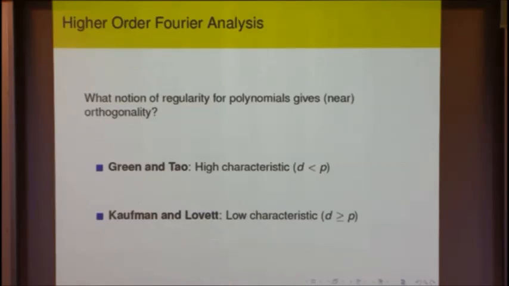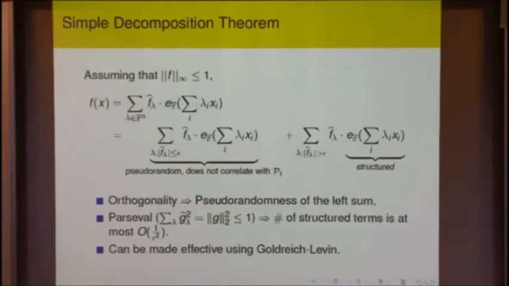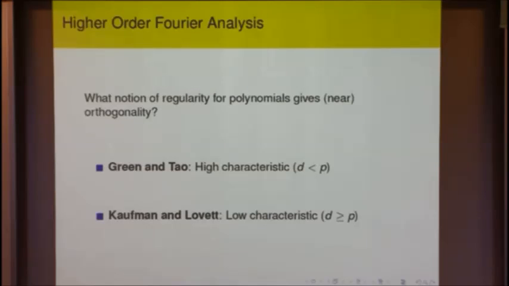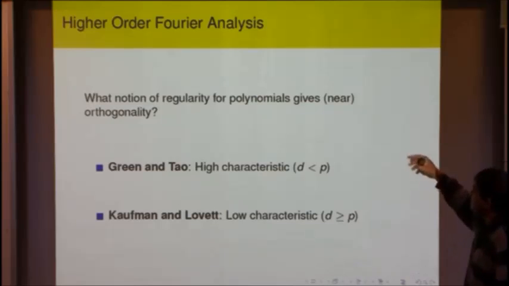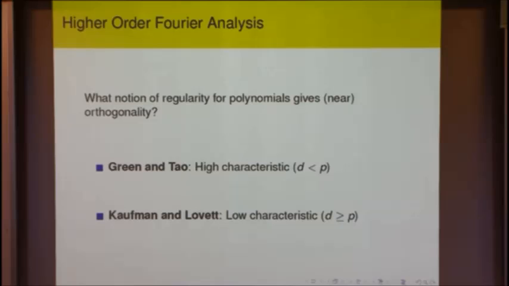Okay. So the question is, what notion of regularity for polynomials gives near orthogonality? Ideally we would want orthogonality, but even if we are satisfied with the polynomials being nearly orthogonal, what notion of regularity do we need? So we'll give a notion of regularity which was shown to work by Green and Tau for high characteristics, and then Kaufman and Lovett showed the same actually works for low characteristics.